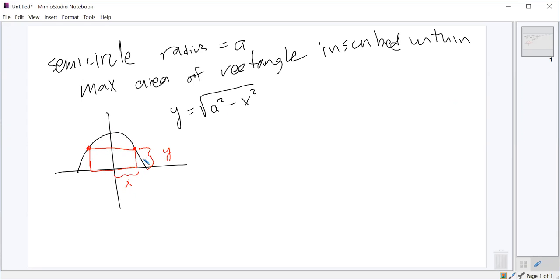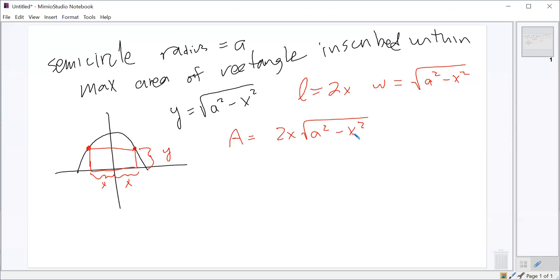So this, it being a semicircle, we know it's symmetric across the y-axis. So this distance here would also be equivalent to x, which makes the length of the rectangle 2x, and the height, or the width of the rectangle, equal to y, or root a squared minus x squared. So the area of that rectangle would be 2x root a squared minus x squared, or length times width. Everybody good with that so far? Hopefully so. All right, so then to find the max, we just take a derivative.